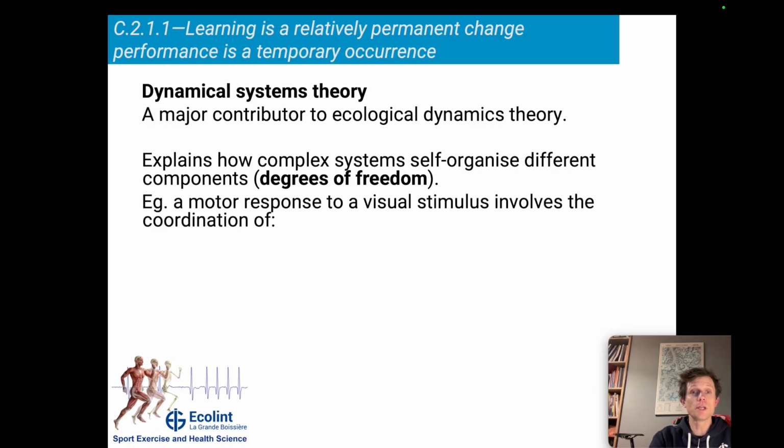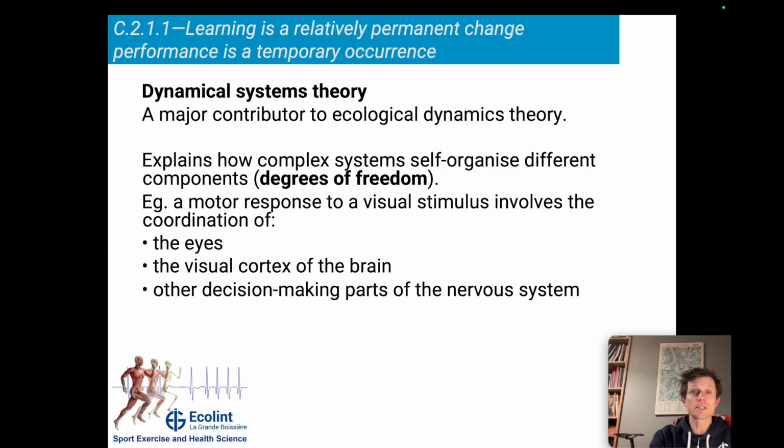An example would be how a motor response to a visual prompt involves the coordination of the eyes, the visual cortex of the brain, other decision-making parts of the nervous system, and also the muscular system as well. How all of these different components act together in order to initiate that desired movement.